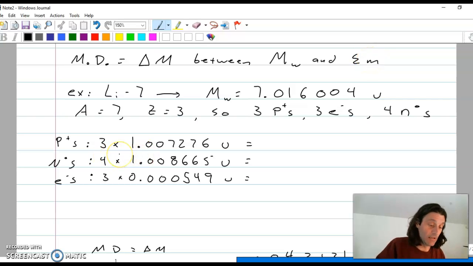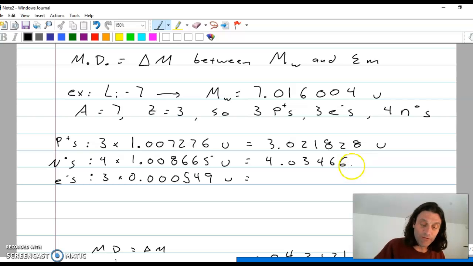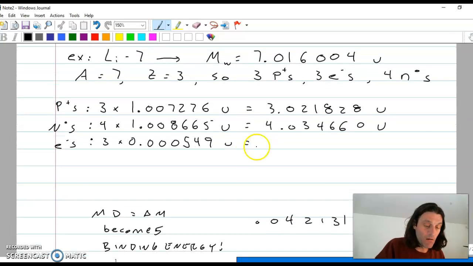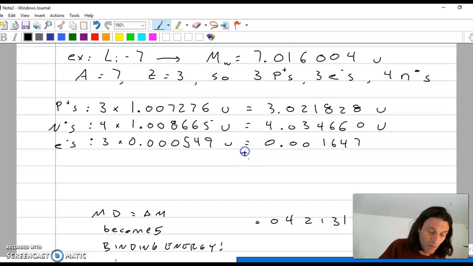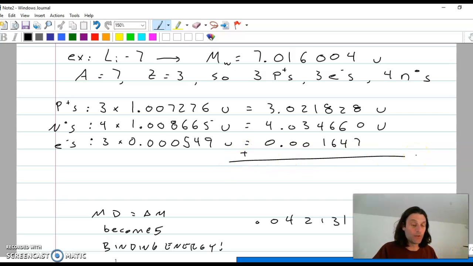And when I multiply 3 times 1.007267, I get 3.021828 U's. And when I multiply 4 by this, I'm getting 4.03466. It gives you 1 fewer digit. If you want to fill it in with a 0, go right ahead. If you don't, it doesn't matter. This guy, 3 times this, is going to be a very small number, 0.00164 and a 7. All right? So all I'm going to do is push the plus button. I'm going to add all of that together.